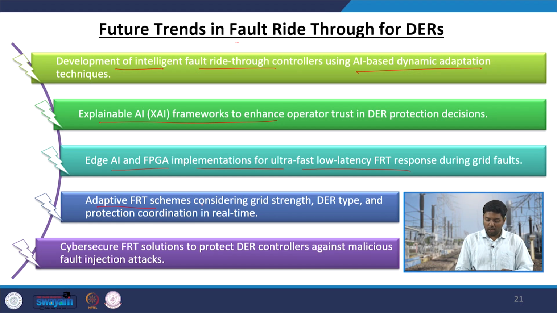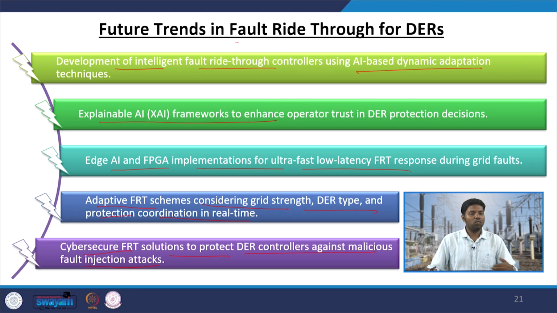Adaptive fault ride through schemes considering grid strength, DER types, and protection coordination in real time. Cyber secure FRT solutions to protect the DER controller against malicious fault injection attacks. So, all these considerations we can take when we try to minimize the effect of the fault on the DERs, and we can keep the DERs running, considering the IEEE standards, so that they operate for 150 milliseconds even if the voltage dips to 0.15 per unit.